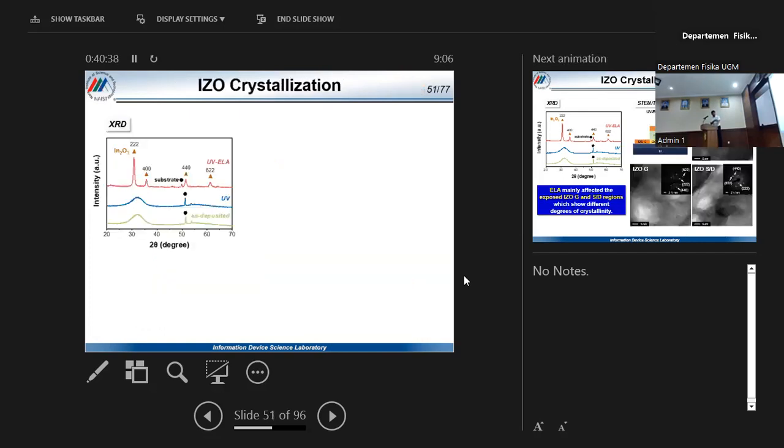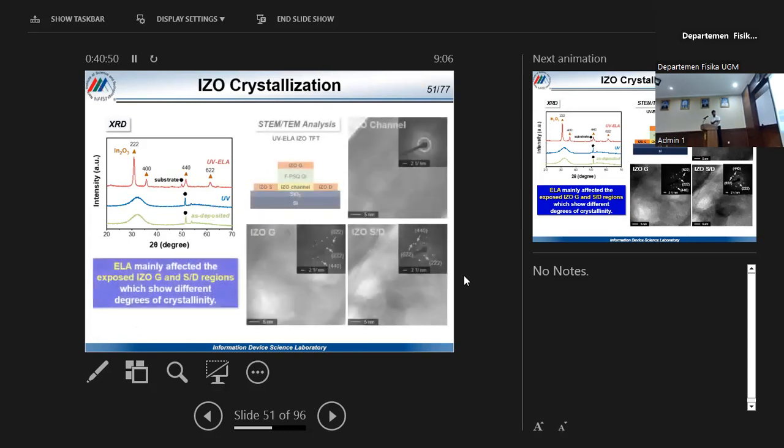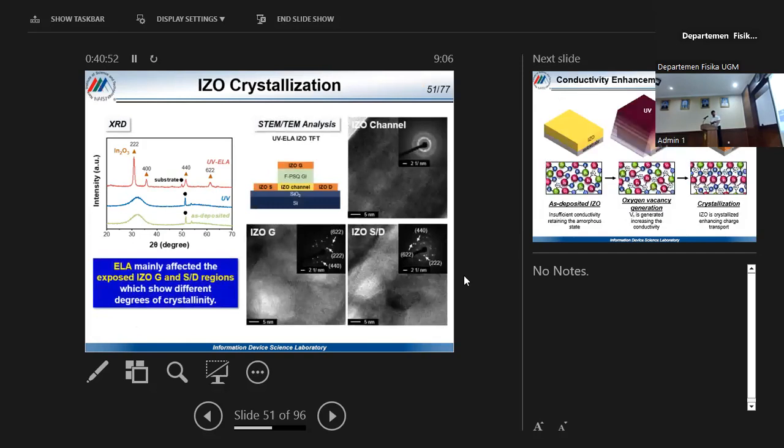This is just some of the characterization. This is the as-deposited film. It's amorphous. After UV, it's still amorphous, and after excimer laser annealing, it's crystalline. This is the TEM and the corresponding SAED diffraction pattern. Maybe it's not clear here, but you can see the moire patterns, and these signify that the gate and source drain regions are crystallized after the excimer laser annealing.